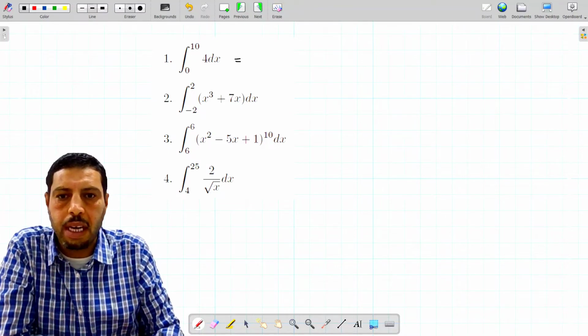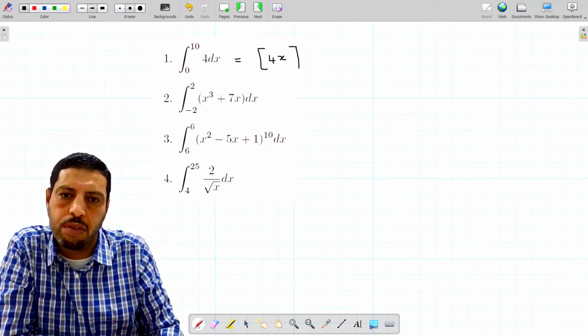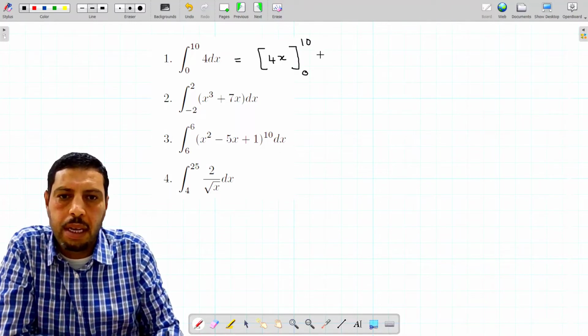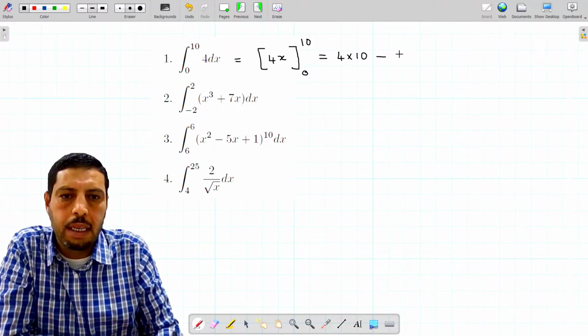So we're going to compute the antiderivative of 4, which is 4x, without the constant, because if you take into account the constant, it's going to be cancelled. So you don't need to put the constant. And between 0 and 10, now you evaluate this antiderivative at 10 minus the value of this antiderivative at 0. So it's 4 times 10, we'll do it slowly, minus 4 times 0. So it's going to be equal to 40.